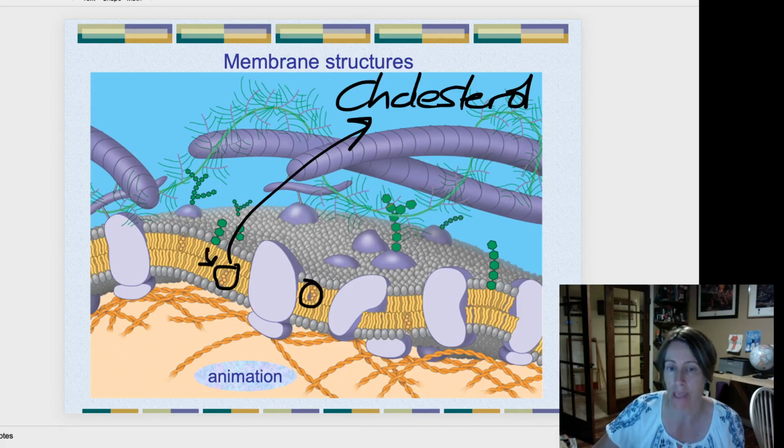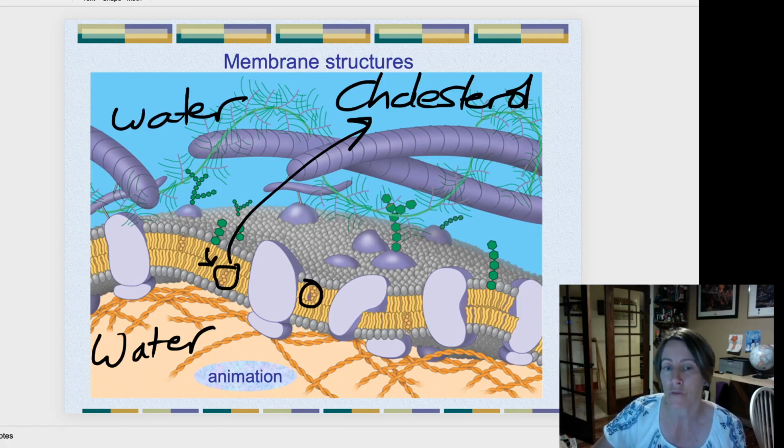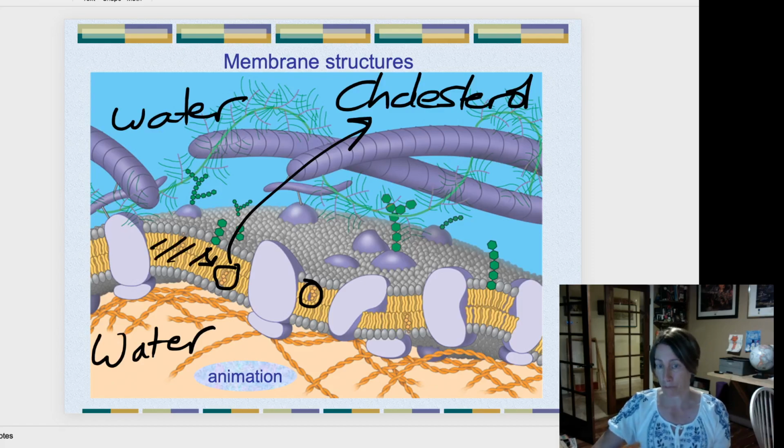happy to hang out here in the membrane, because this is the part of the membrane that's hydrophobic and is not touching any water. There's lots of water down here on the inside of the cell, and there's lots of water up here on the outside of the cell. But this hydrophobic cholesterol molecule is quite happy to hang out in this hydrophobic region of the membrane right here.